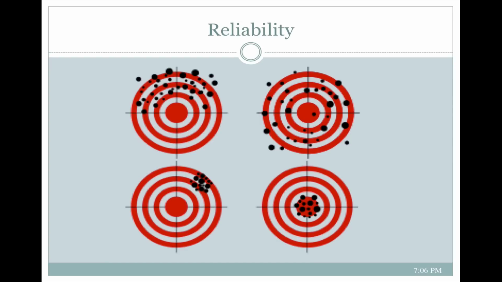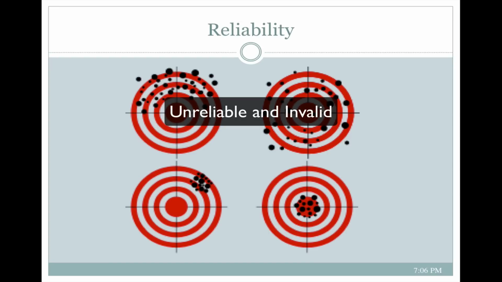Similarly, take a look at this example of 4 sample targets from a shooting session. On the top left, we see an unreliable and invalid session. It's unreliable because the shots are scattered all over the target. It's invalid because they failed to center in on the center of our target and really strike at what we were trying to hit. On the top right, notice that we are invalid and unreliable. Although we have one shot in the center of the target and the average of our shots is in the center of the target, it would be difficult to say that we are consistently measuring what we intended to measure.